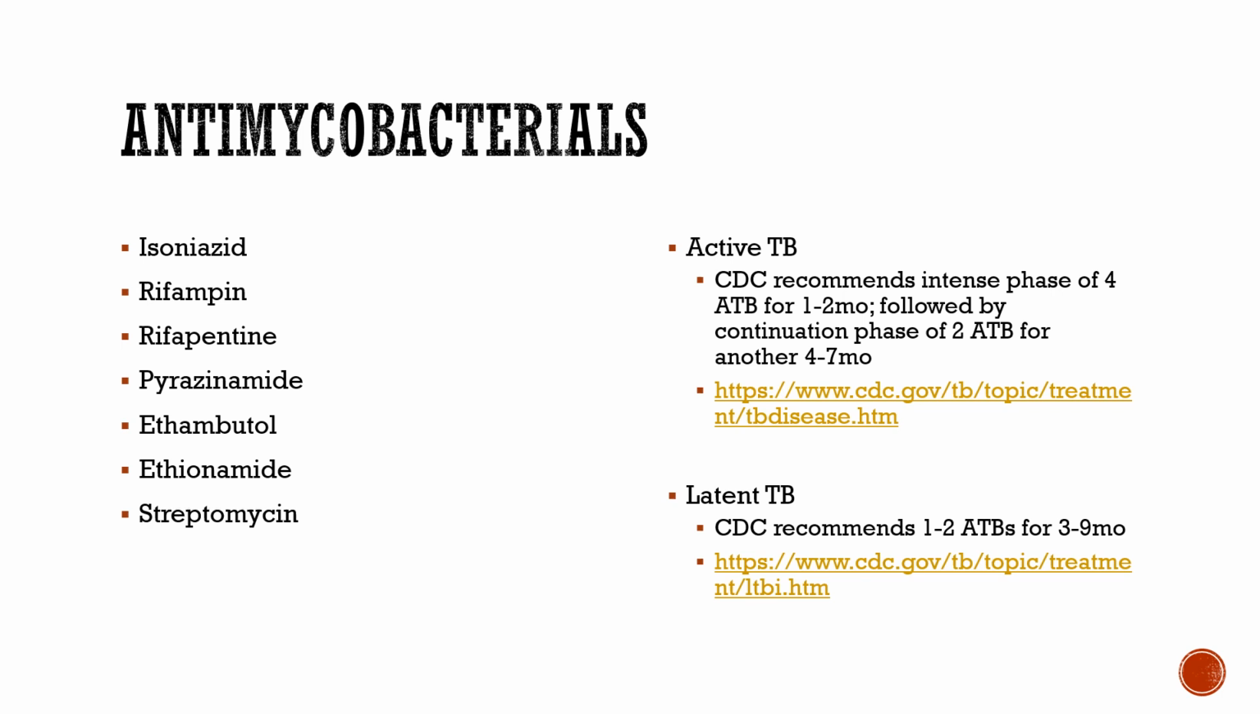So I'm not expecting you to know that. Just understand that it is a process. It's multiple drugs, and you take them for a long time. Active TB, the CDC recommends a phase of 4 antibiotics for 1 to 2 months, followed by a phase of 2 antibiotics for another 4 to 7 months. Latent TB, 1 to 2 antibiotics for 3 to 9 months.